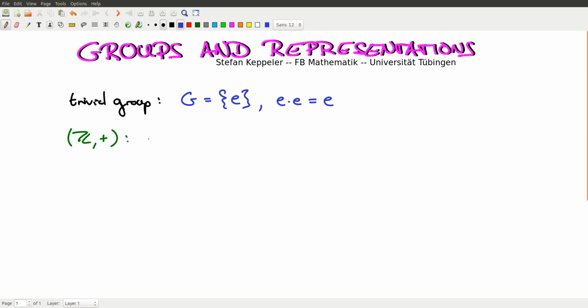Now another nice example for a group would be, say, the integers, and as operation we take addition. Now the identity element would be the number 0, because if we add 0 to any number, we get back this number. And the inverse for an integer a would be just the number minus a, because if we add minus 5 and 5, we get 0. Similarly, this would also work for, say, the reals and addition, or the complex numbers and addition.